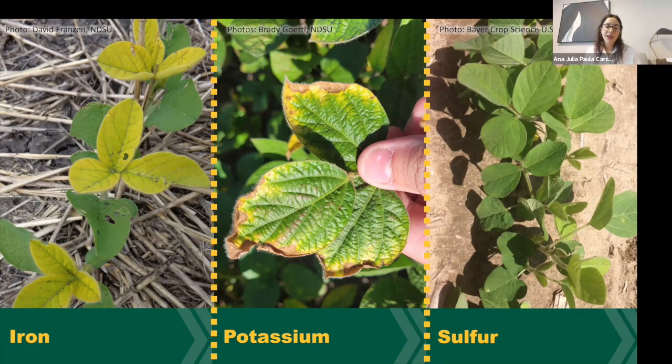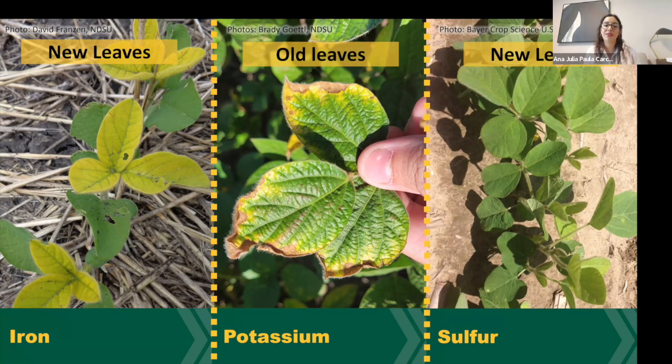So the second one is potassium. We already have been talking about that quite a bit. It's also really easy to recognize, mostly because you can see that chlorosis that starts in the borders. And again, this is an extreme case. And also something that is important, that you are going to see potassium deficiencies in the older leaves.